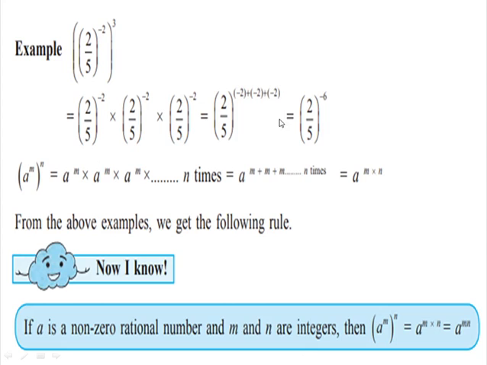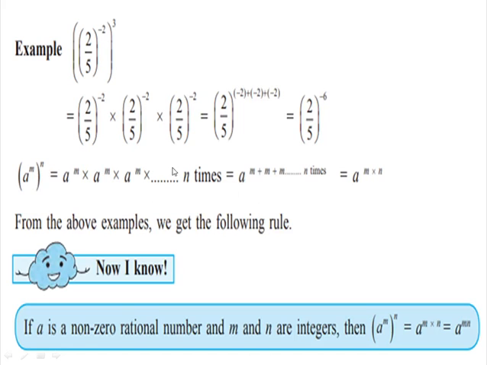So from all the above examples, we conclude that a raised to m raised to the power n is equal to a raised to m multiplied n times. That is, you will multiply a raised to m into a raised to m into a raised to m and so on up to n times. Here the base is same, so we will add the indices. Here m is added n times. If any number is added n times, you are multiplying that number with that number of times. That is a raised to the power m into n. That is, a raised to m raised to n is equal to a raised to m into n.